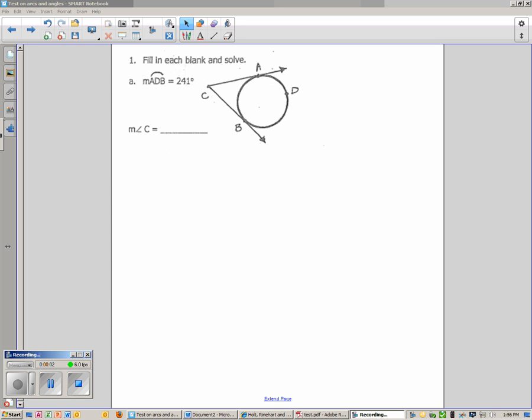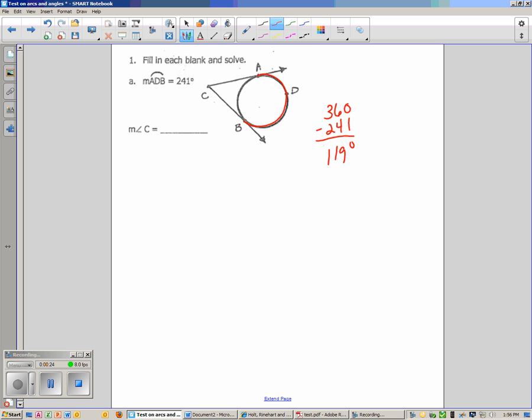All right, I'm going to work the problems on the test. So here's problem number one. You're given that the measure of arc ADB is 241, so you know that this arc right here is 241 degrees. So if I take 360 degrees and I subtract 241, I'm going to get 119 degrees. So what that means is I know that the measure from here to here is 119 degrees. Okay, and of course this was 241 degrees.